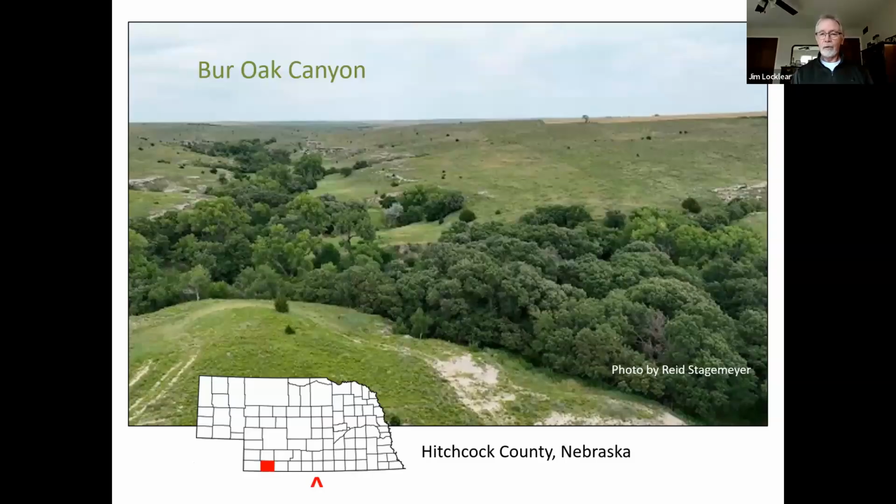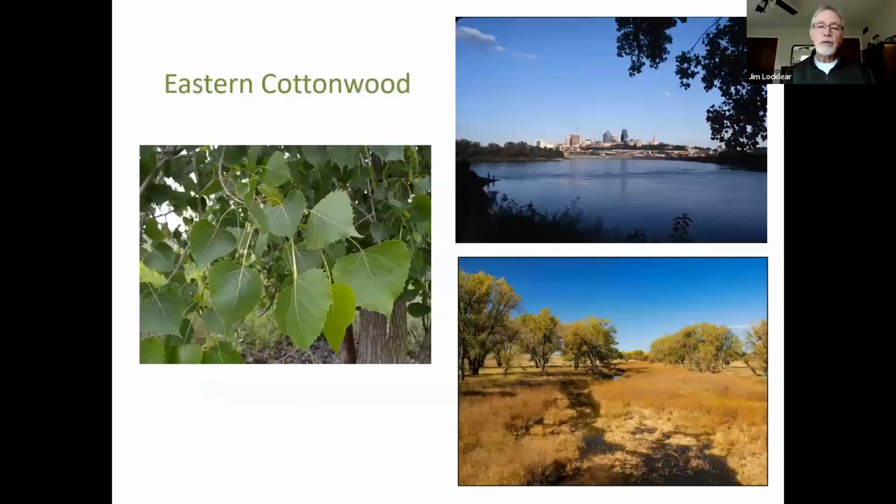You can see that little arrow pointing to the western edge of its distribution, the red county marking the location of this. It's just this mysterious population of about 300 bur oak that are tucked down below the high plain surface in this canyon. And it's a place of kind of pilgrimage to people that are just crazy about oaks.